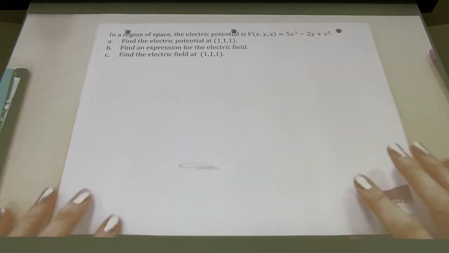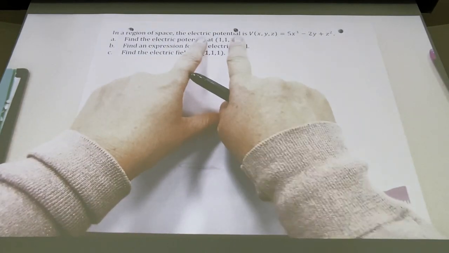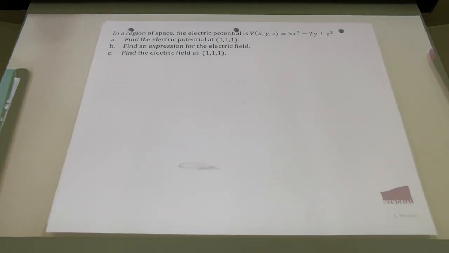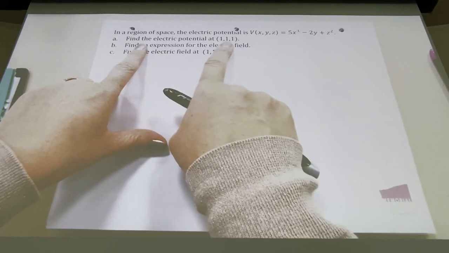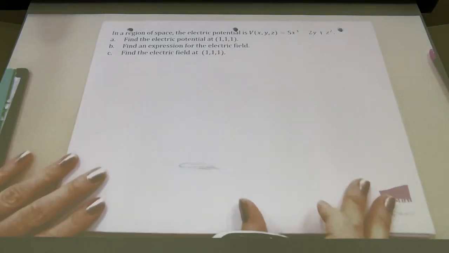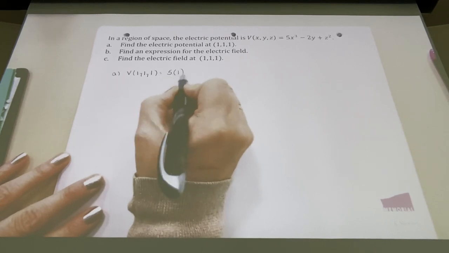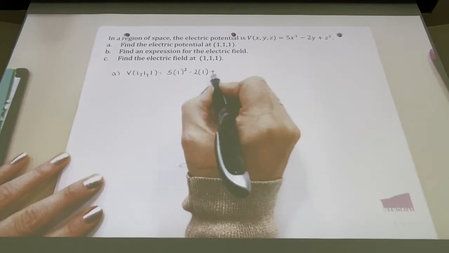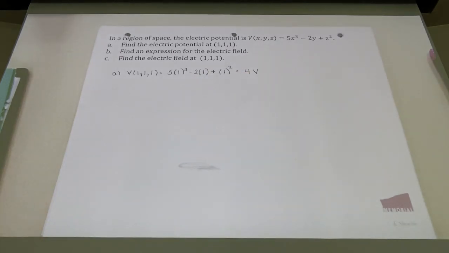This one is pretty artificial, mostly because it's hard to get meaningful variable electric potentials. So we'll go with this slightly artificial one just to get the idea of the method. In a region of space, we have an expression for our electric potential that depends on x, y, and z. So our electric potential is variable in space. We'd like to find the electric potential at x, y, and z all equal to one. This bit is going to be easy. We know x, y, and z, we know our equation. So 5 times x cubed minus 2 times y plus z squared gives us 4 volts. So at this spot in space, where x, y, and z equal 1, the electric potential is equal to 4 volts.